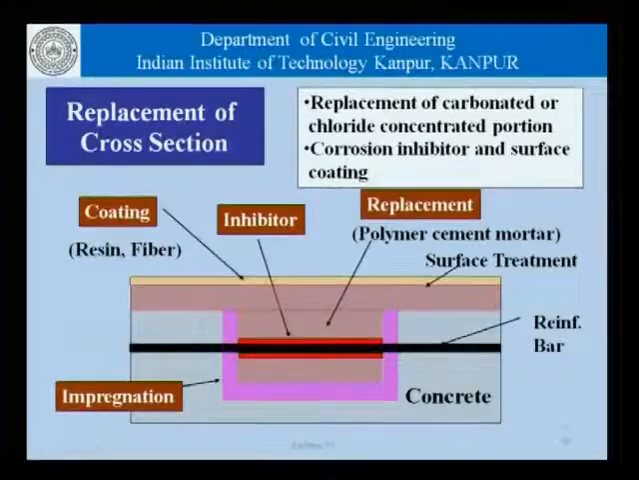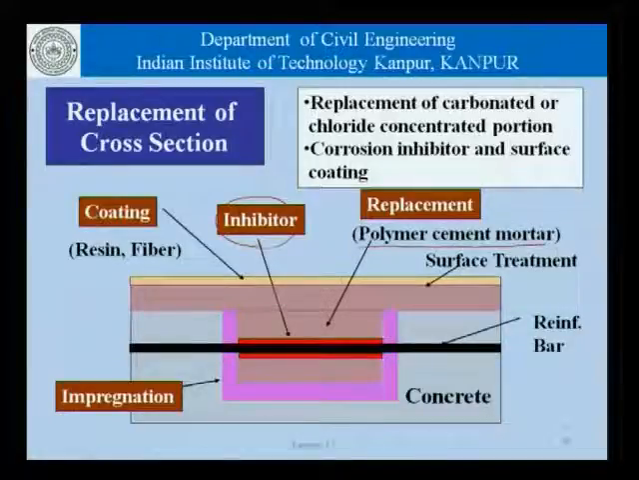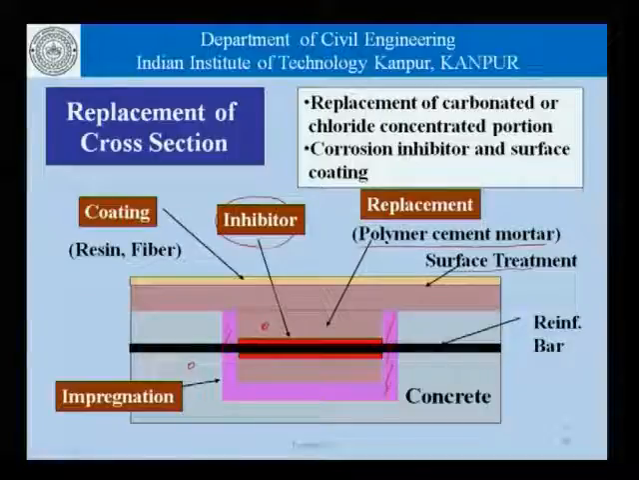What we really need to do, we need to remove all the contaminated portion around the crack, open the structure, apply an inhibitor on the reinforcing bar so that the corrosion can be effectively controlled, and then try to replace the section with polymer cement mortar or any other material, apply a surface treatment, try to close this gap between the new material and the old material with a certain suitable material, and then and only then we can be sure that the post repair performance of the structure will be good.